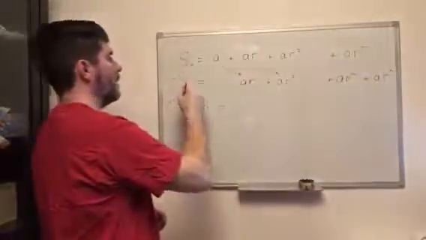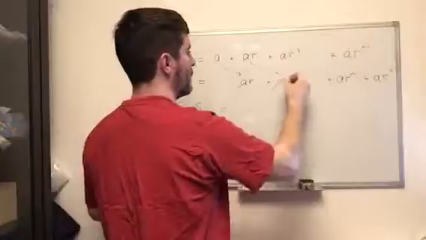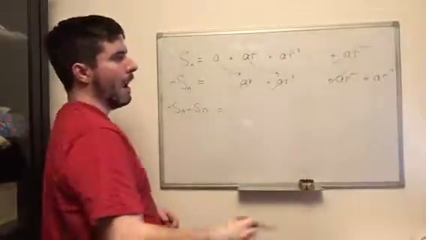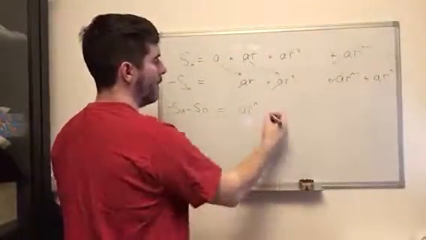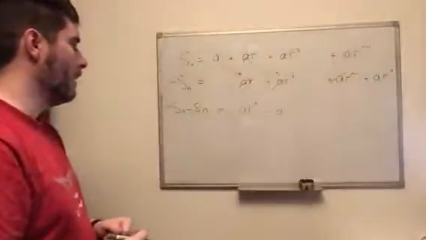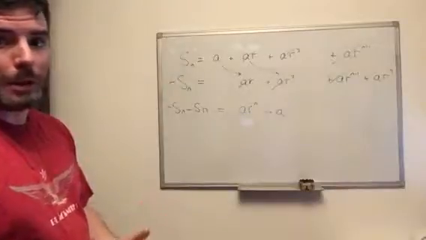This minus this. Well, these all cancel out, and any terms in between would as well. I'm left with ar to the power of n minus a. Now, what I'm going to do is tidy this up and we're going to get the equation.